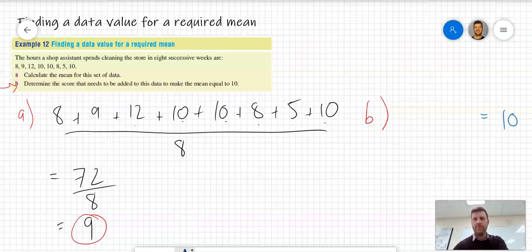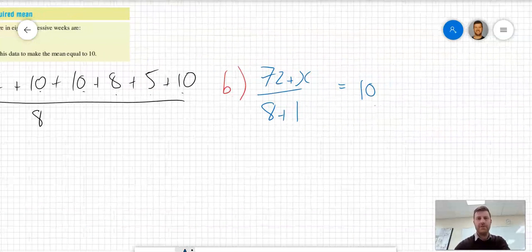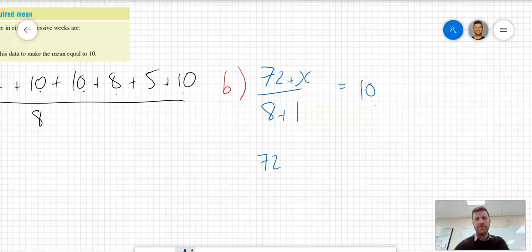Now we know that at the moment she's worked 72 hours over the last 8 consecutive weeks. But we're going to add one more score, so we're going to make it 9 weeks. So we're going to do 8 plus 1. And we're going to add, let's say, X hours. We don't know how many hours yet. That's what we want to work out. So what score do we need to add to 72 to make that average equal to 10? Let's work with the left-hand side of our equation first. 72 plus an unknown value, divided by 9, is equal to 10.